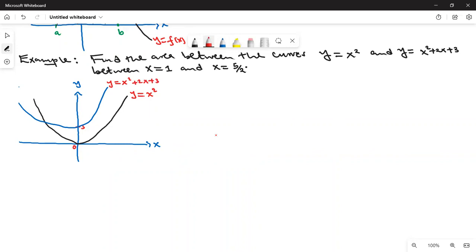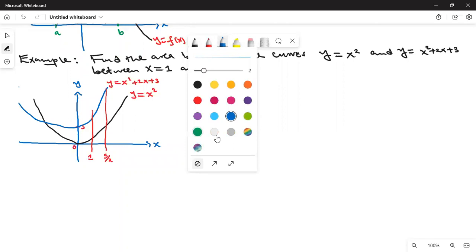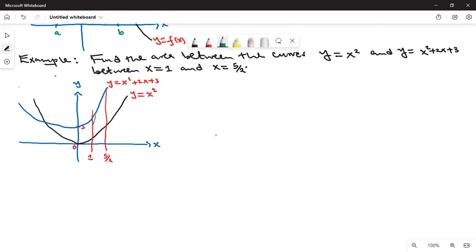And our region should be between those two curves, and from x equals 1 to x equals 5 over 2. So that's what we have. Our region, now we can shade it. It is here. That is the region R.